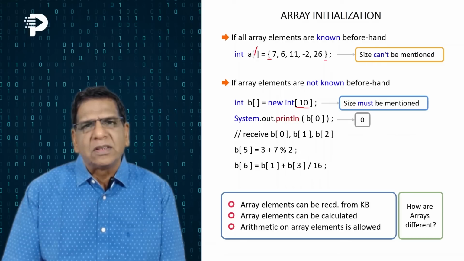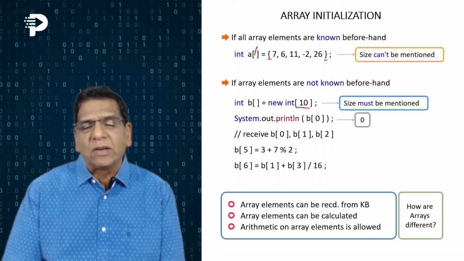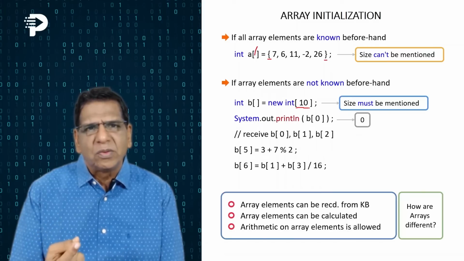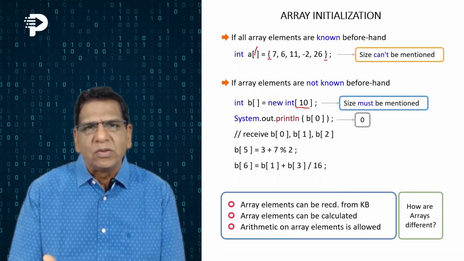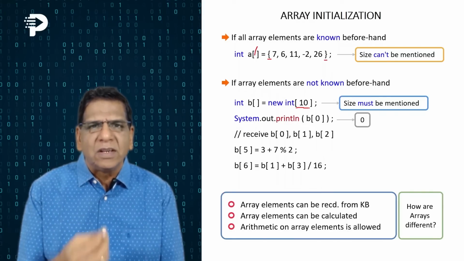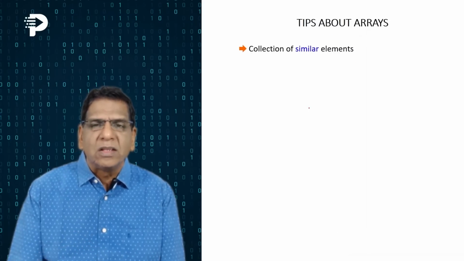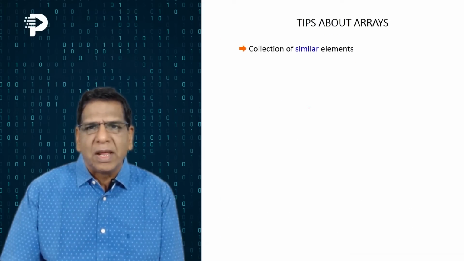One difference is that array is a collection of similar elements. A normal variable is only one single value, whereas if we are to gather multiple values together, then we need to take recourse to an array. Moreover, all these elements are similar. That similarity consideration must always be met whenever you are constructing an array.